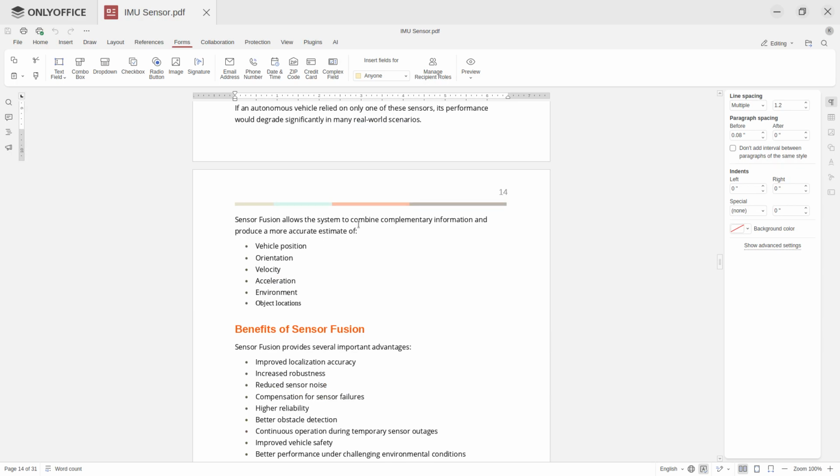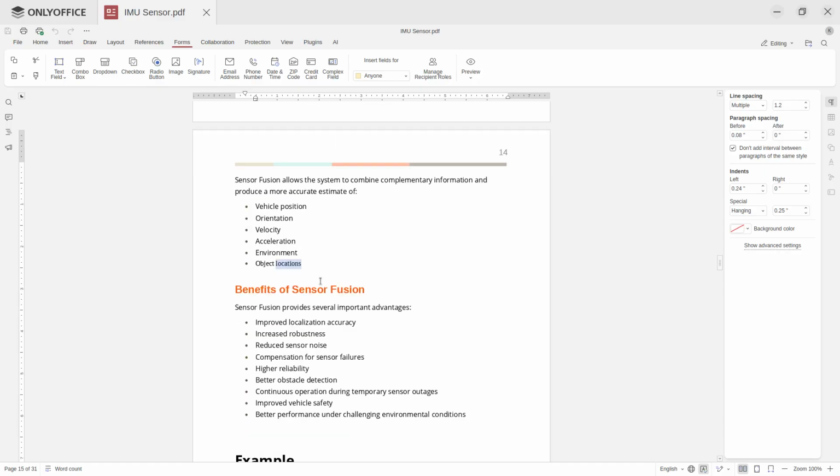Sensor fusion allows the system to combine complementary information and produce a more accurate estimate of vehicle position, orientation, velocity, acceleration, environment, and object location. So the goal is to have very accurate information. And how will we be able to get accurate information? When we have multiple sensors. What do we do when we have multiple sensors? We try to fuse all of them so that we get very accurate data from them. So that is what it is all about.